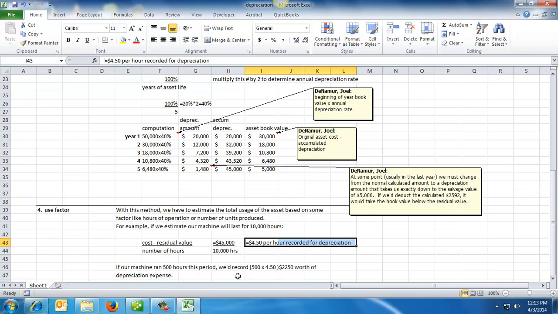Now if we used our machine for 500 hours this period, we take the 500 times the $4.50 per hour to figure out that we have $2,250 worth of depreciation expense this period.